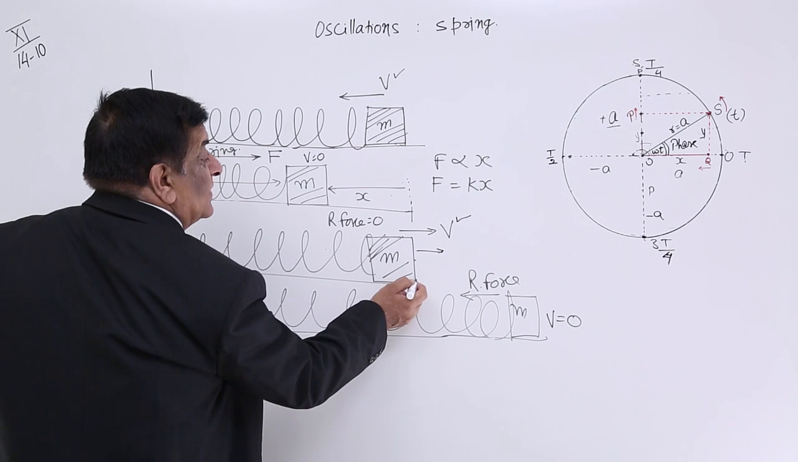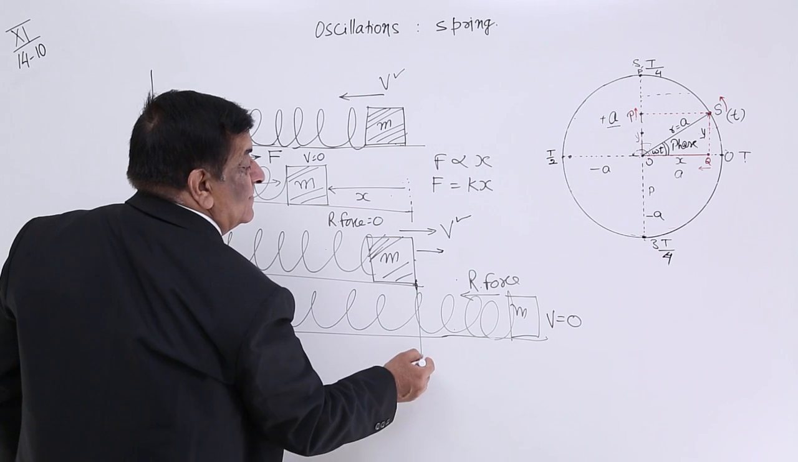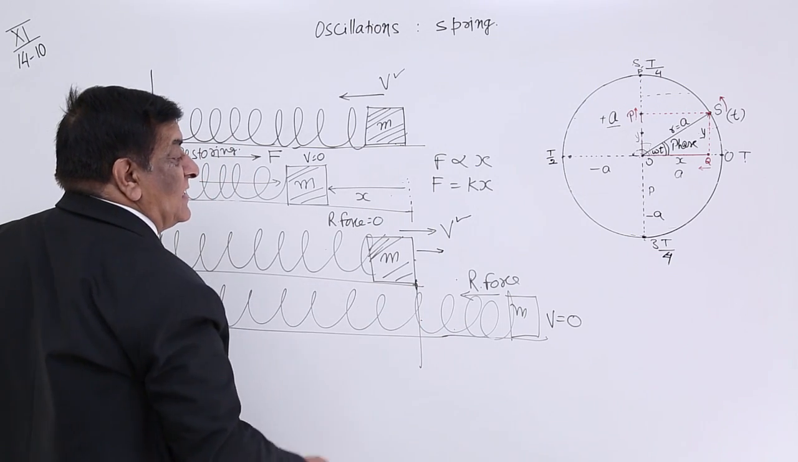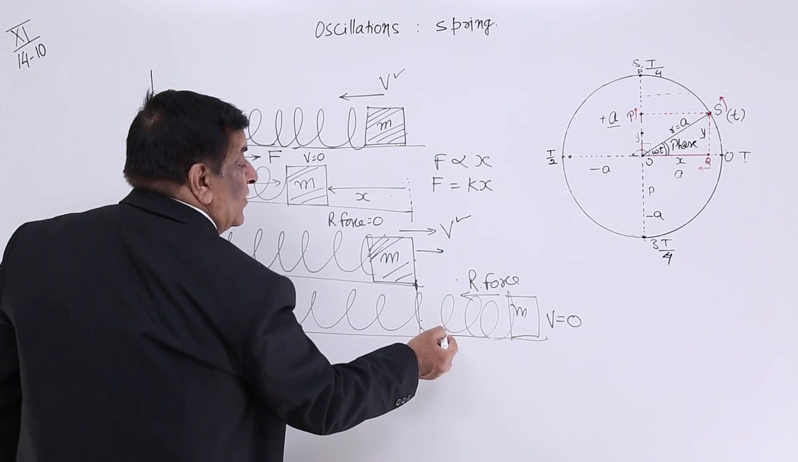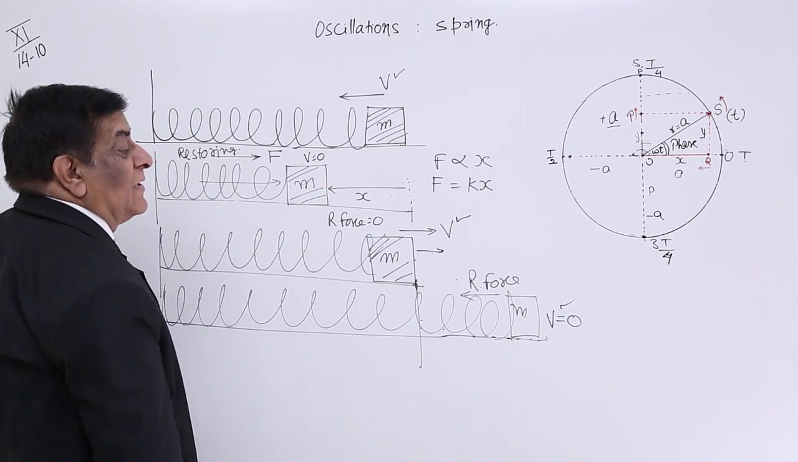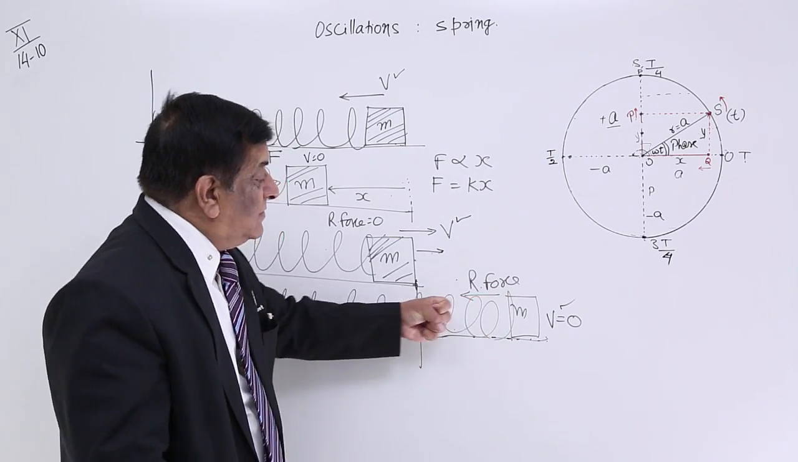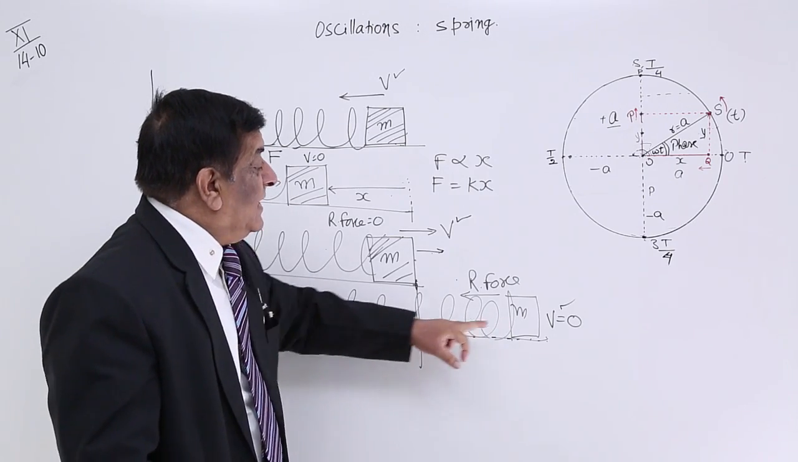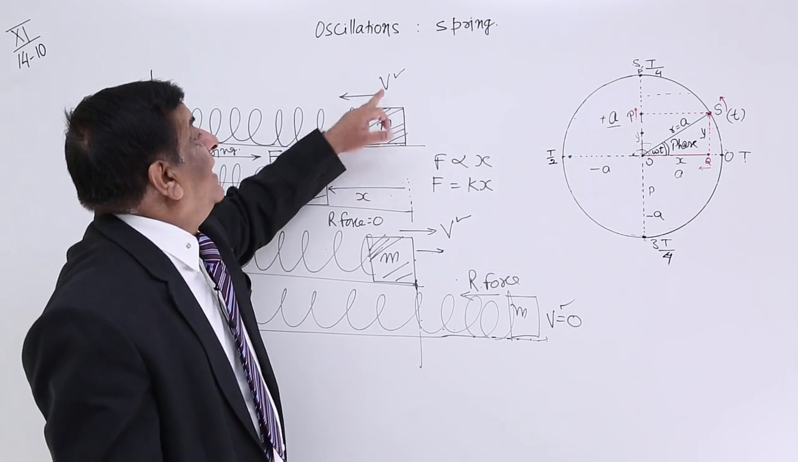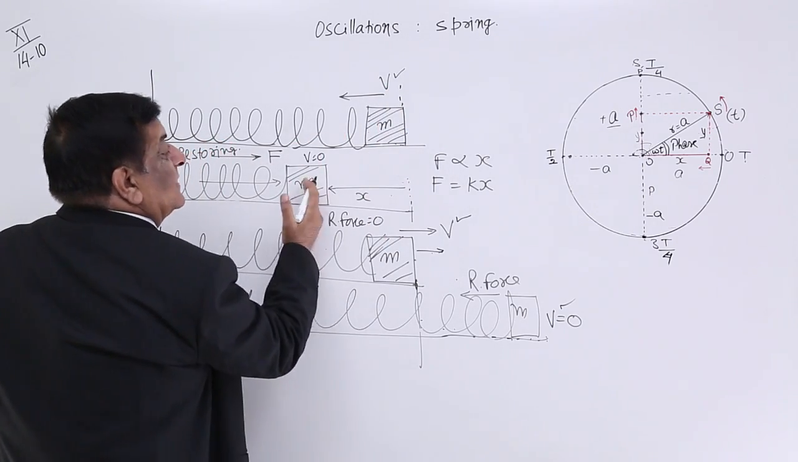But the moment it overshoots this position, the restoring force changes its direction. So, whenever the displacement is in this direction, the restoring force is in the opposite direction, and the velocity goes on decreasing. Finally, it becomes 0 and it stops. When it stops here, the restoring force pulls it back towards the mean position, and it reaches the mean position with a certain velocity. With this velocity, it overshoots the mean position and compresses the spring again.